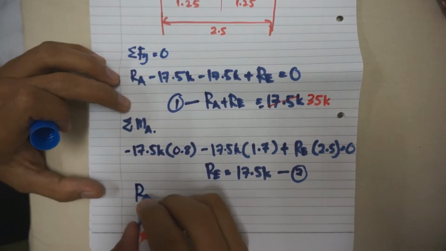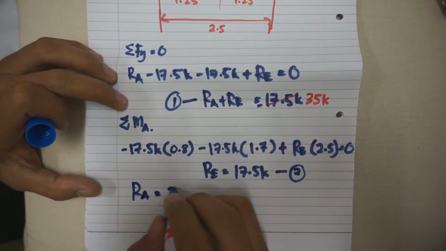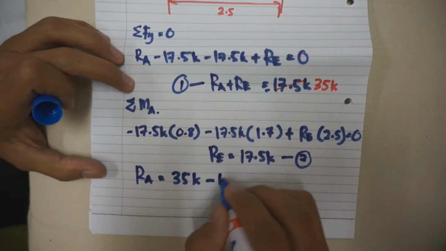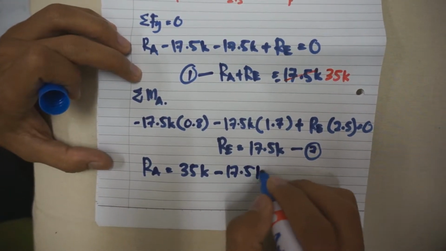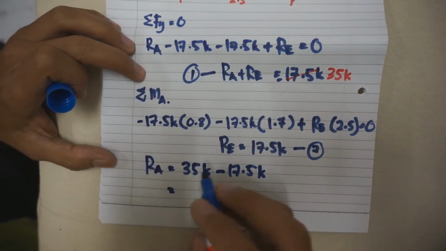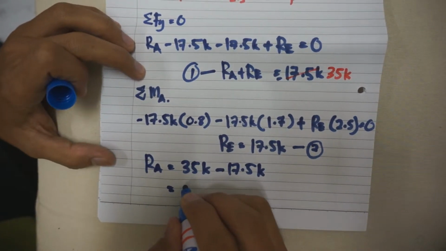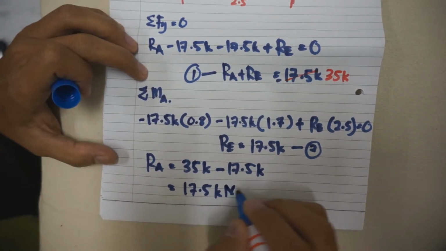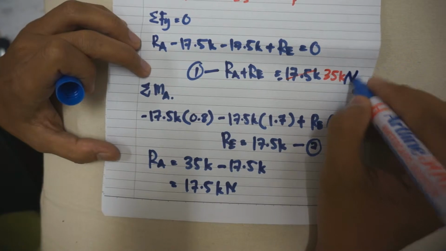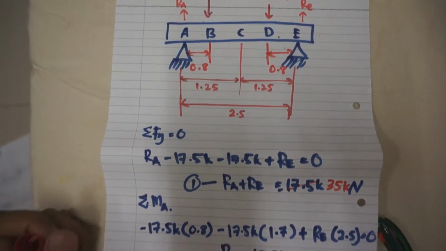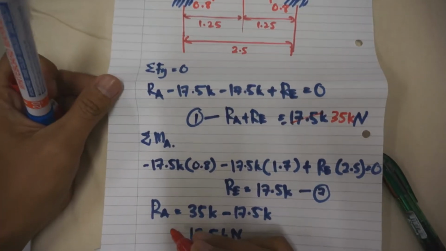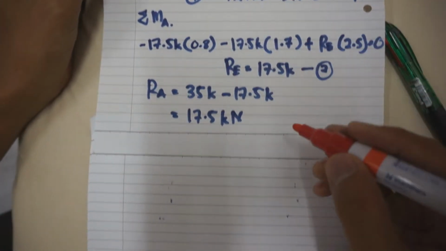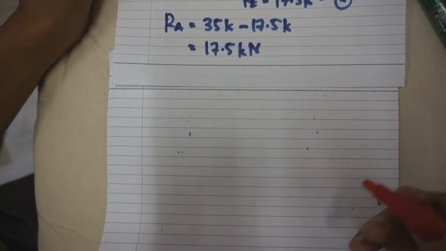So Ra equals 35k minus 17.5k. That means the Ra is 17.5k Newton. So after we got the Ra and Re, we will develop an equation of moment.